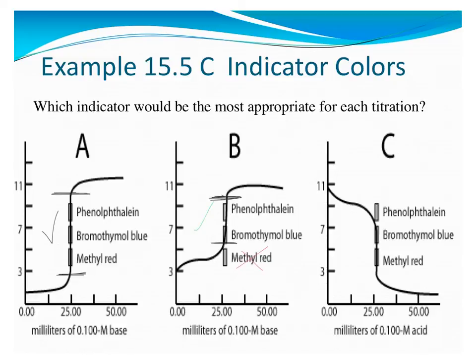Where in C, the equivalence point is below 7, so phenolphthalein actually would be a bad one in this case. But the brome thymol blue and methyl red will both be good choices. So we just need to understand which titrations will change pHs at 7, below 7, above 7, and how to kind of figure out which colors they all are.